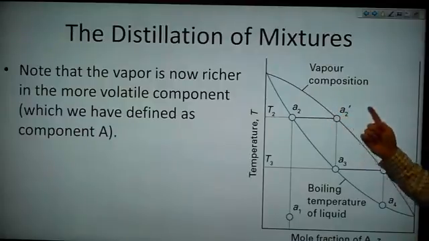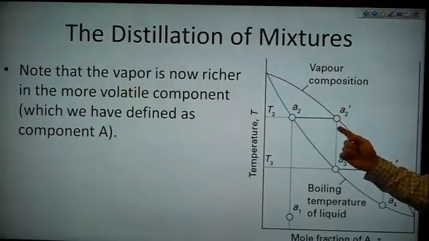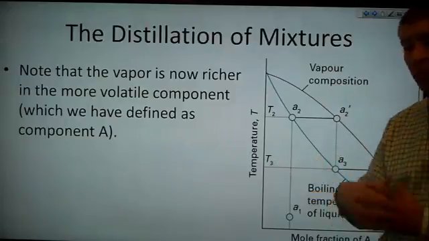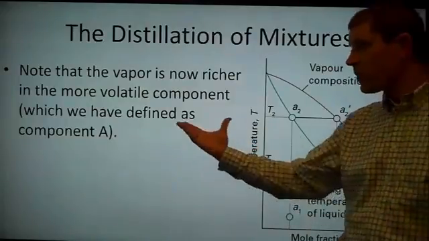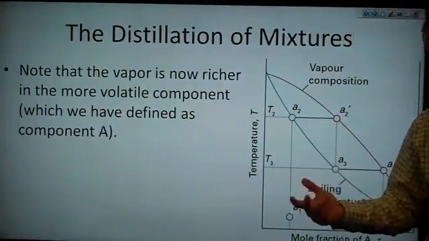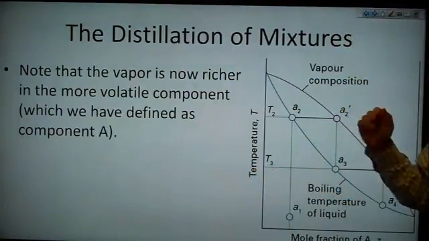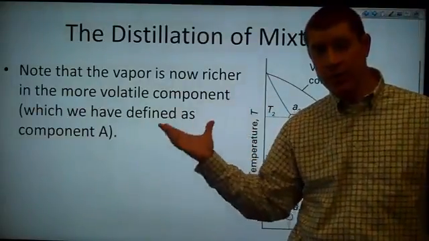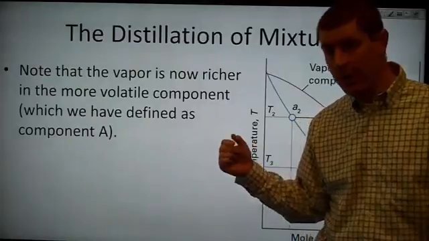Know that our vapor now, A2 prime, is richer in the more volatile component. We've enriched it in the more volatile component. We're defining the more volatile component as A. We're calling this our solvent. Most of the time, we call A the solvent. A is defined as our more volatile component. That's how we're talking about it here.